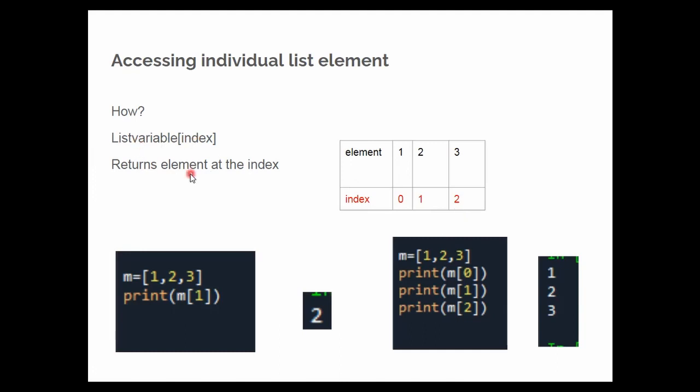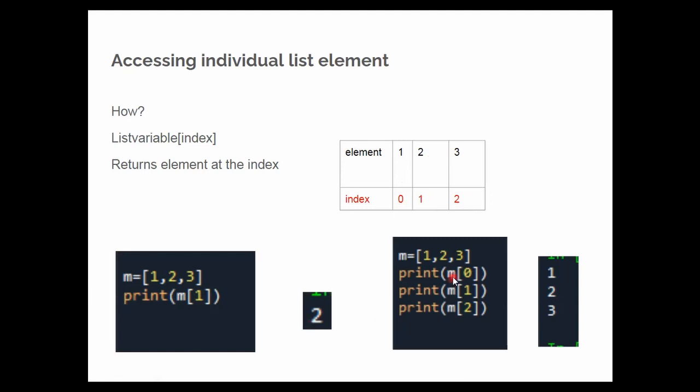It is going to return the value which is present. So what is present in index 2? The number 3 will be present, so it's going to display the value 3. Now print m of 1. What is present in index number 1? At index number 1, value 2 is present, so it is going to display 2.